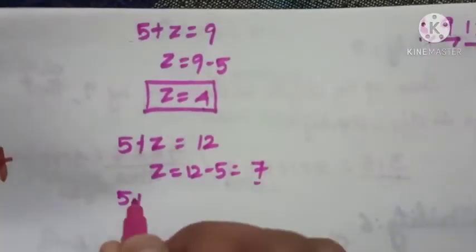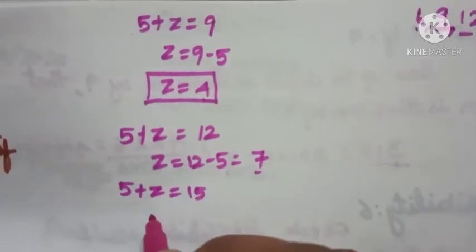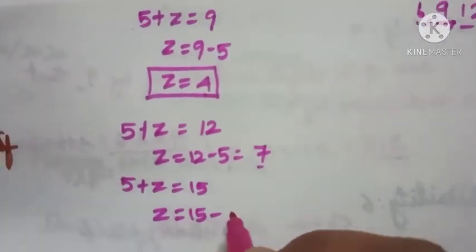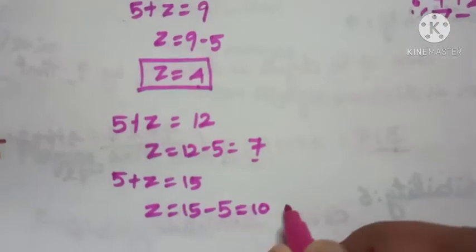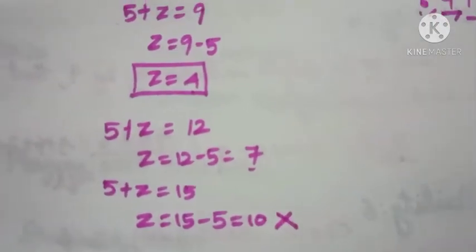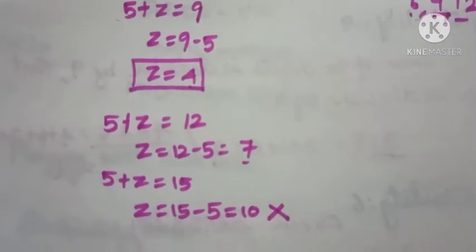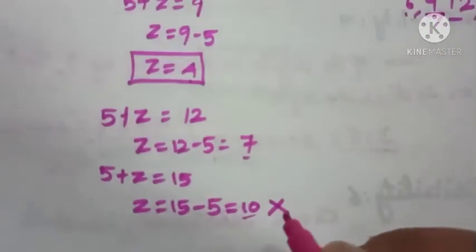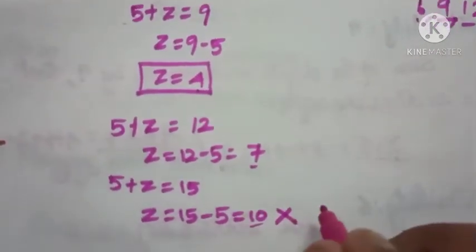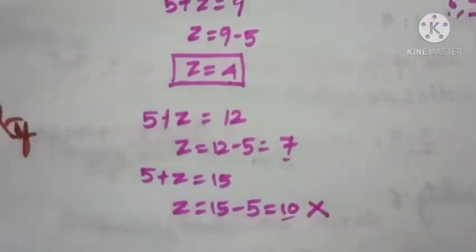So 5 plus Z equal to 15. Z equal to 15 minus 5 is equal to 10. So it is not satisfied. Why? Because we need only a single digit number. Okay, one digit number only we need. So 10 is a two digit number, so it is not satisfied.